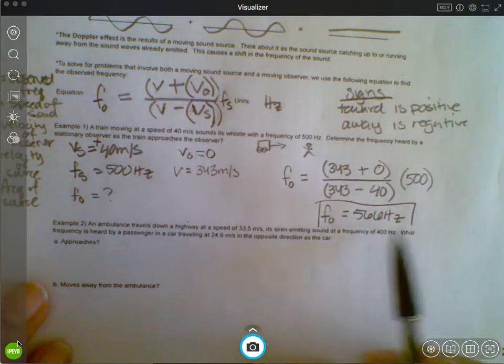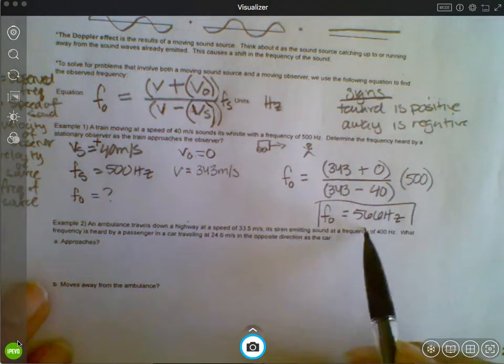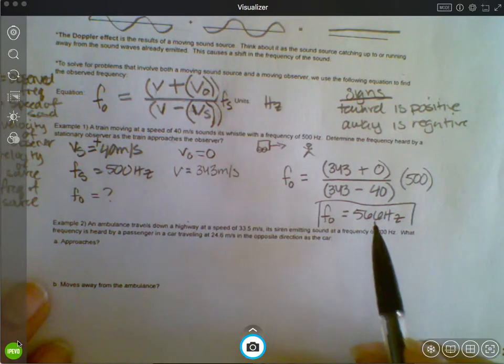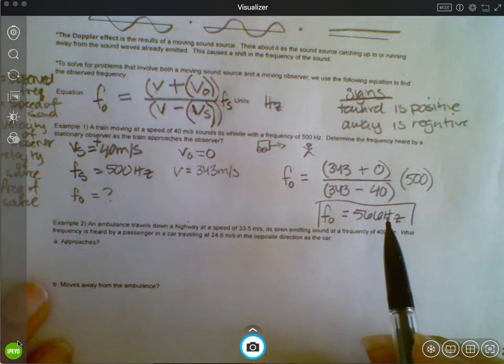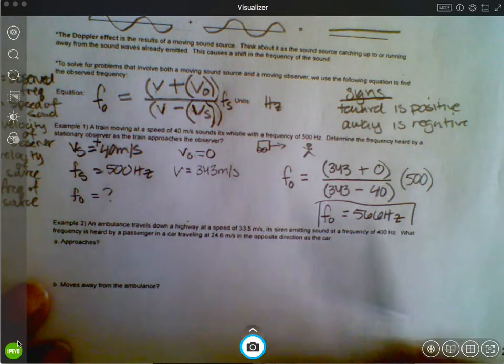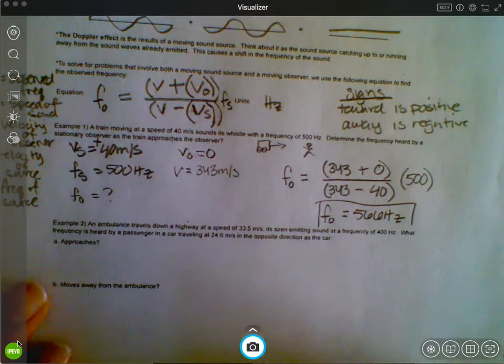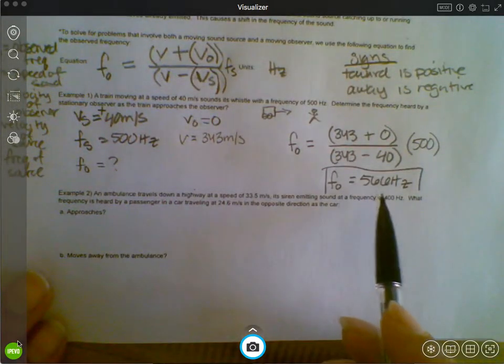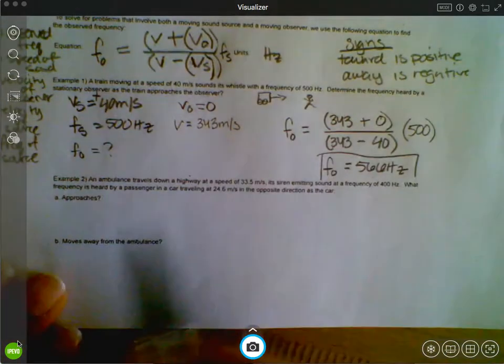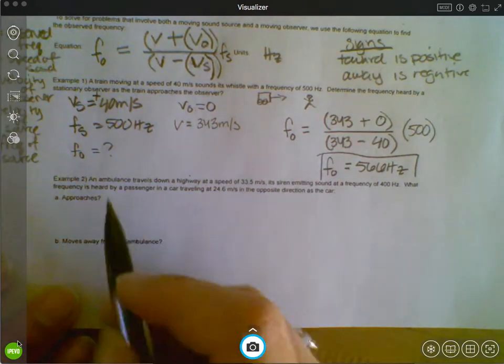So if the observed frequency, the one they hear, is higher than the emitted one, then you know that they must be approaching each other. And in this case, we know they're approaching, so that makes sense. Okay, so that's sort of how you check your answer. That's how you figure out if you made a sign error. Okay? All right, let's do another example here.